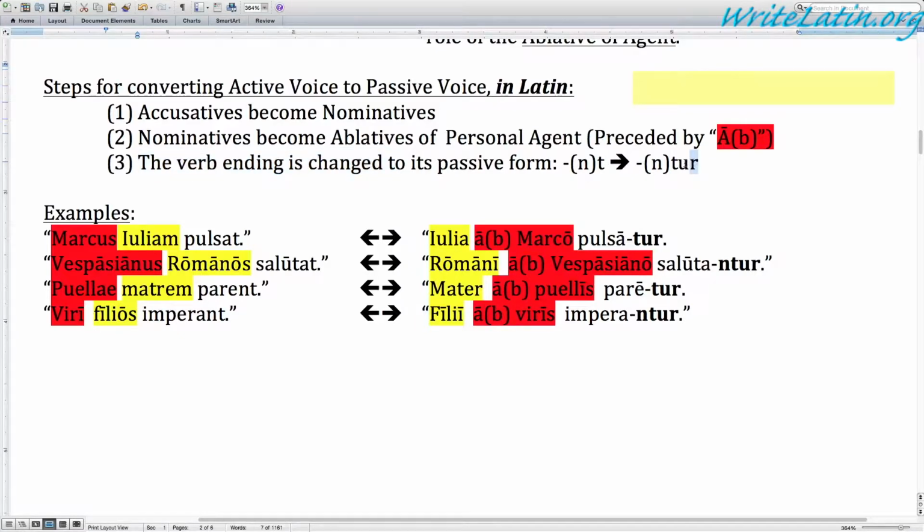Basically, all you add is a trill sound created by the letters UR. So tur or untur. And if you can't trill it, just say tur or untur. But beware. I will use the example here in the 3rd line. Parent was active. Over here in the passive, you might think it would be parentur. Haha, but it's not. Why?